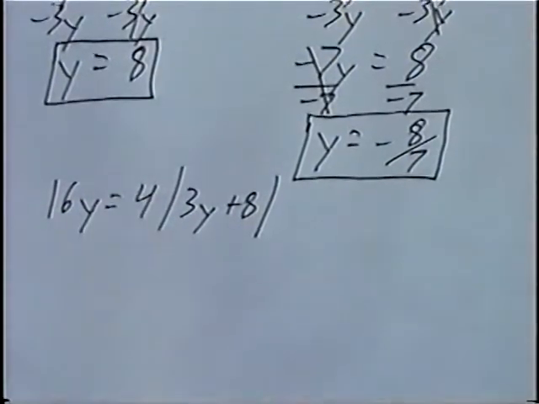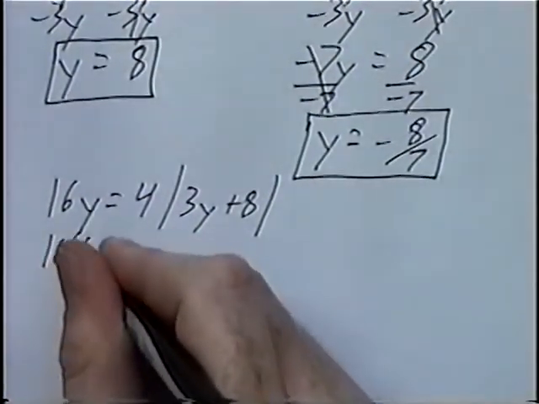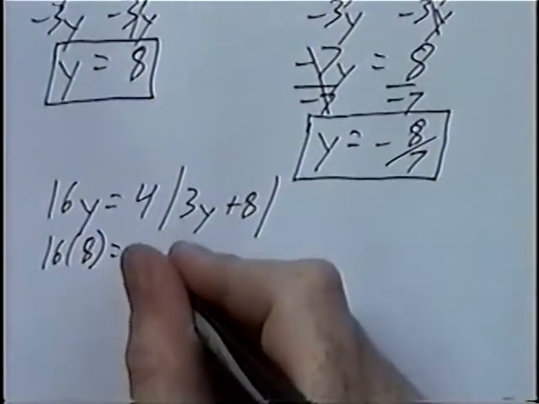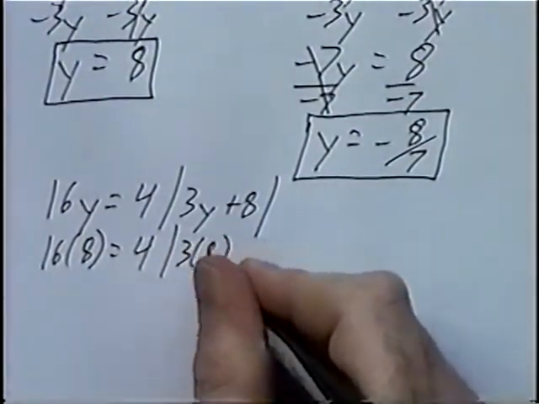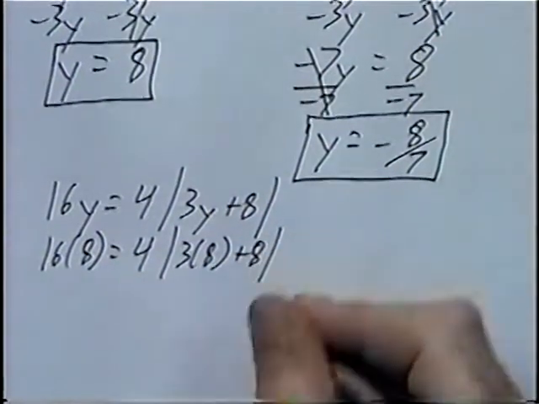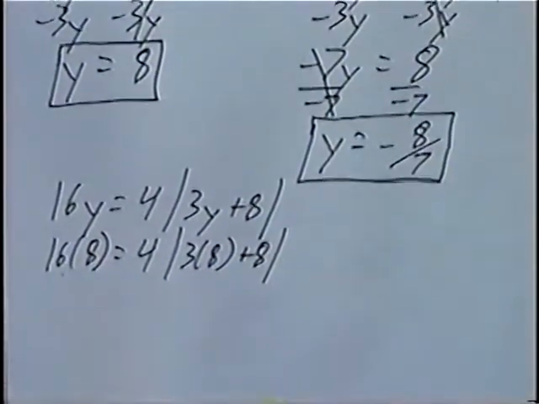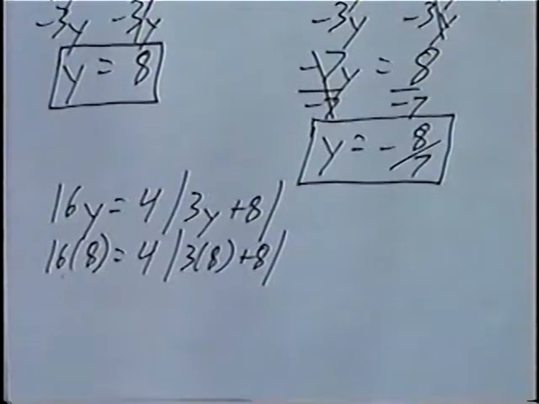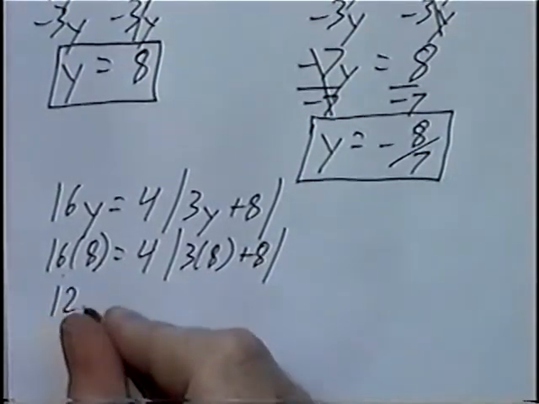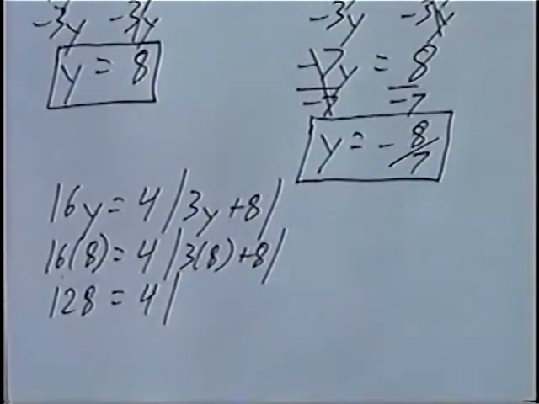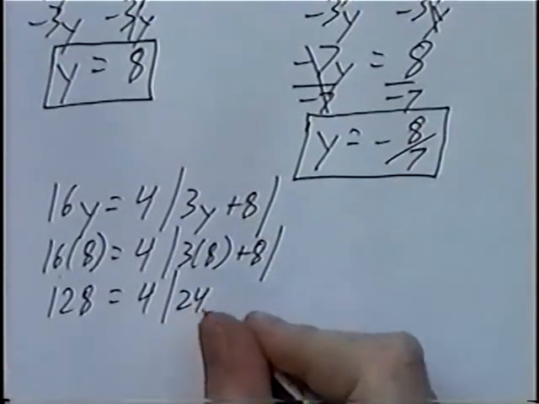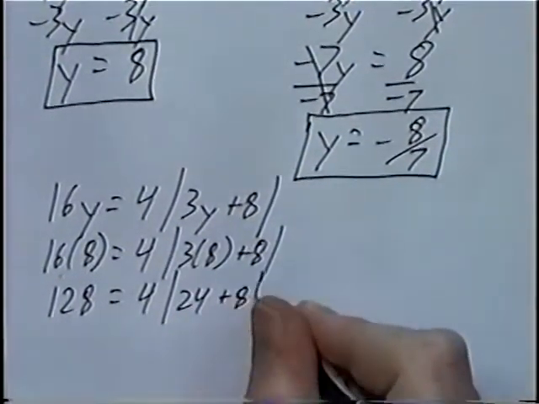We'll plug in the 8 first. 16 times 8, and for 3y, which would be 3 times 8, plus 8. 16 times 8, if you multiply that out, comes out to 128. 4 stays outside the absolute value. 3 times 8 would be 24, plus 8.